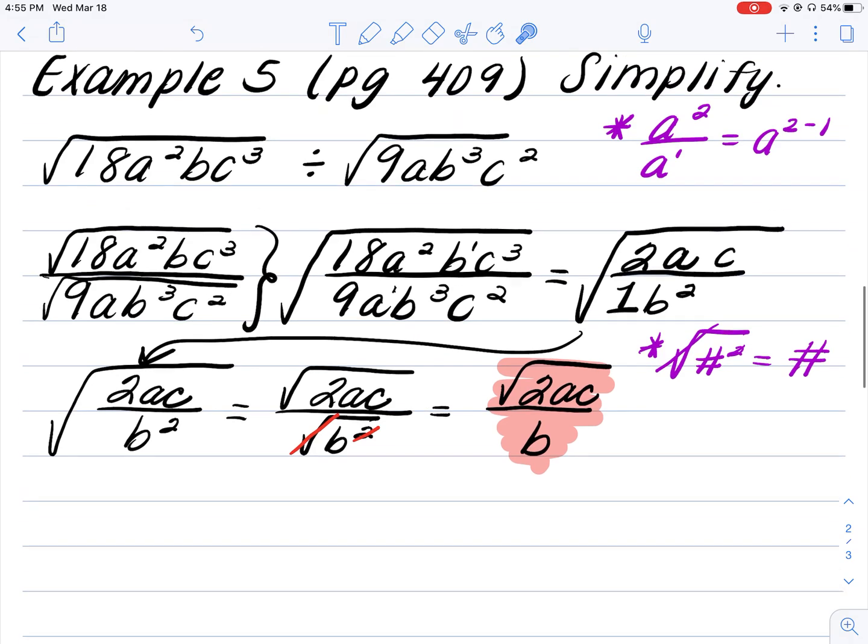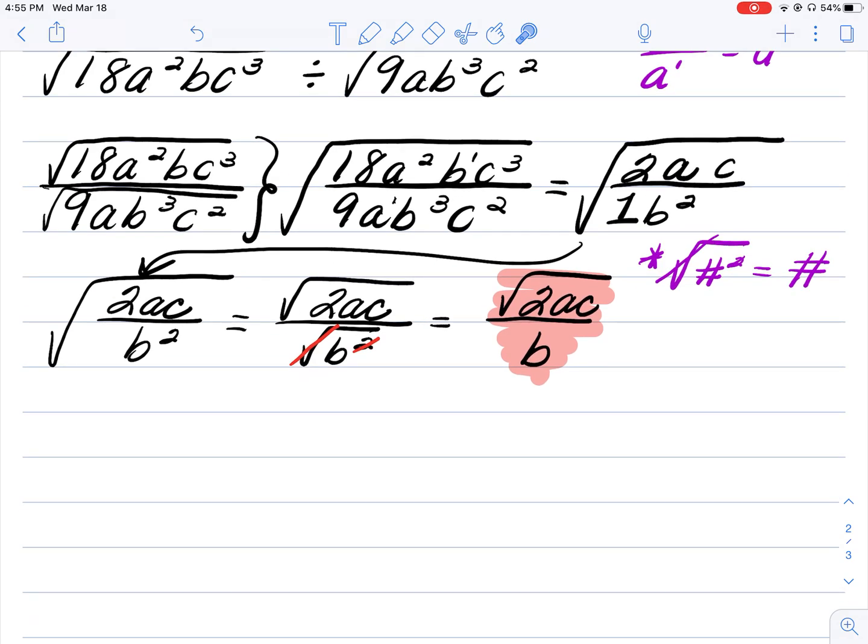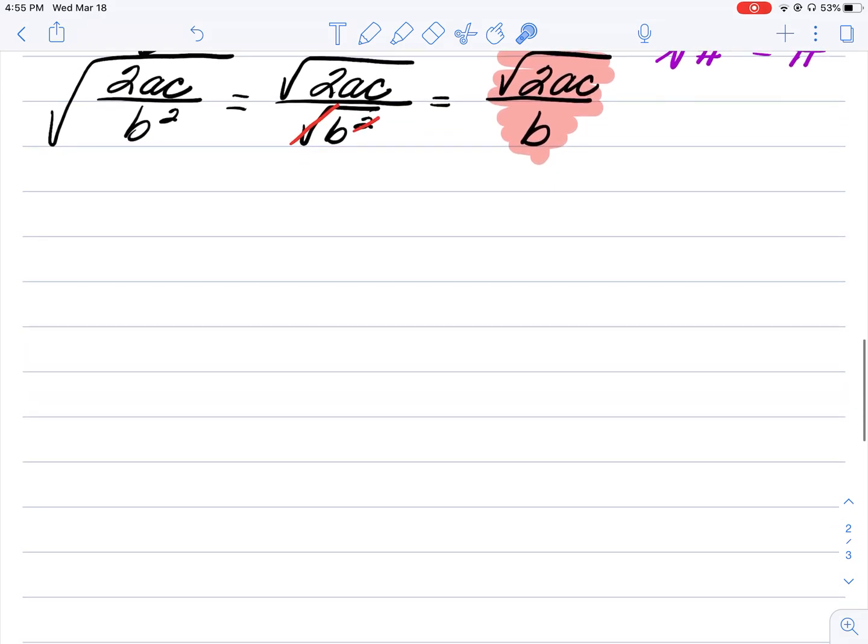Now let's try to do one more. We are going to do our final example, which is example 6, and this one is also on a different page, okay? So this is the very last one.